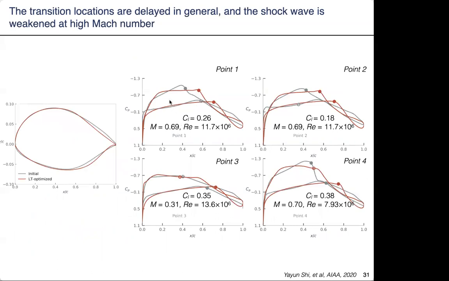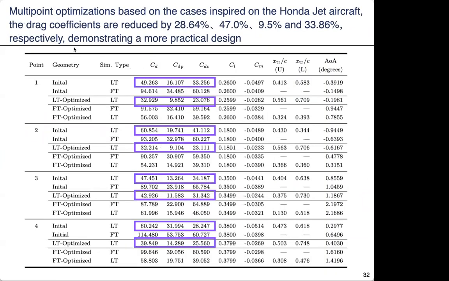For the optimized results, we can see that the suction peak of the pressure coefficient increases and the favorable pressure gradient is lowered, which moves the pressure recovery downstream. This would delay the laminar separation point, which ensures the possibility of the transition delay. Meanwhile, for the point 4, the shock wave is reduced a lot. And finally, the drag is reduced a lot.